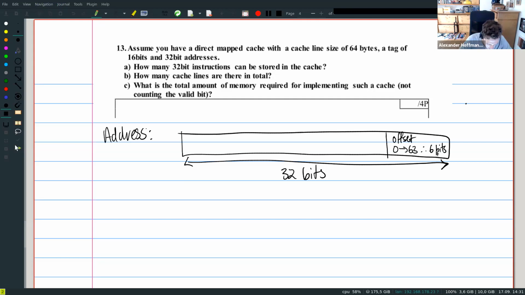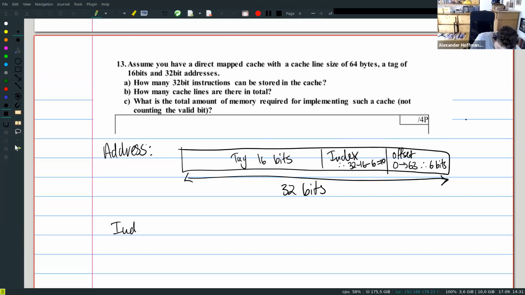Now we need to figure out a tag of 16 bits. So we have a tag here of 16 bits. And so how big is our index going to be? Index is therefore 32 minus 16 minus 6. So we have 10 bits. So index equals 10 bits, equals 2 to the 10 possibilities.